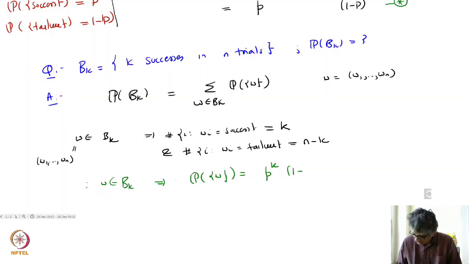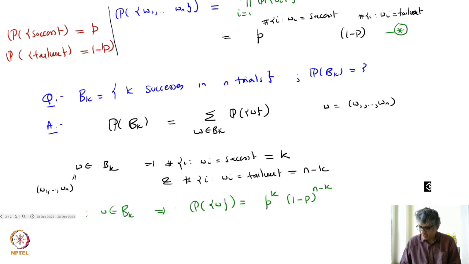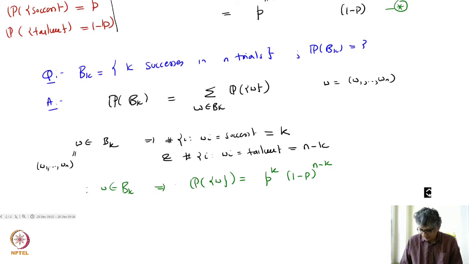So p power k and 1 minus p to the power n minus k. Because if you look at the above formula there, it's p to the number of i successes, omega_i equal to success, and 1 minus p to the number of i with omega_i equal to failure. So our success is k and failure is n minus k. Very good. So probability of each outcome is p power k, 1 minus p power n minus k.